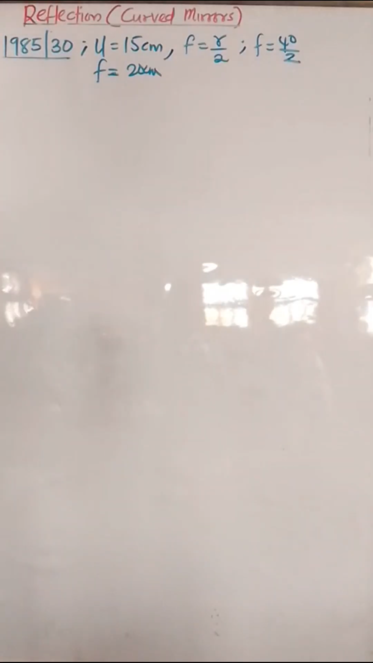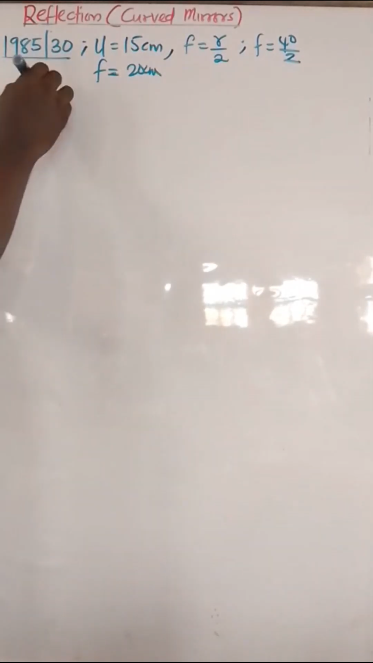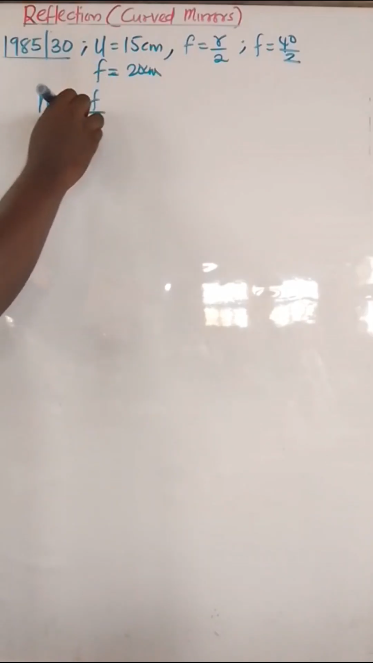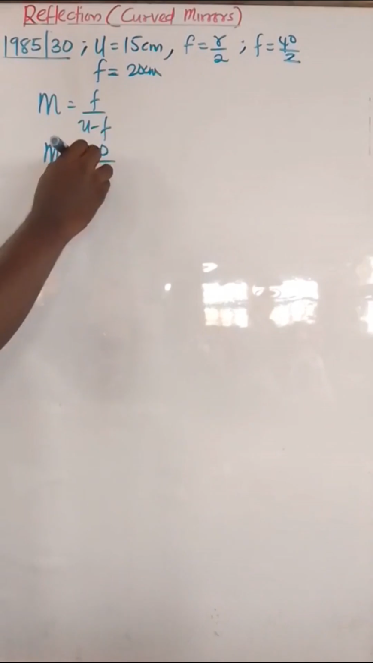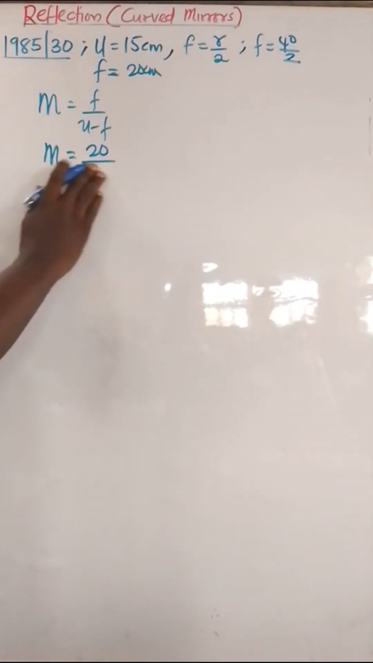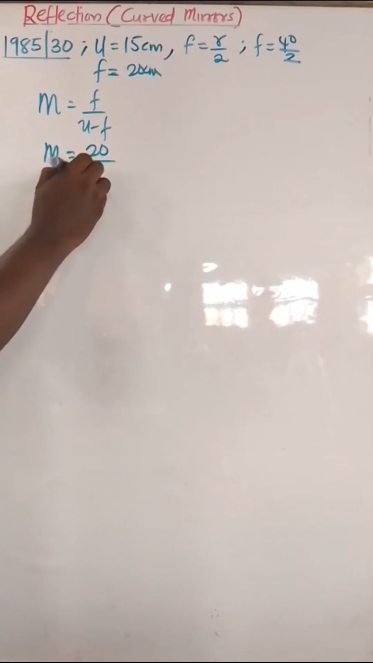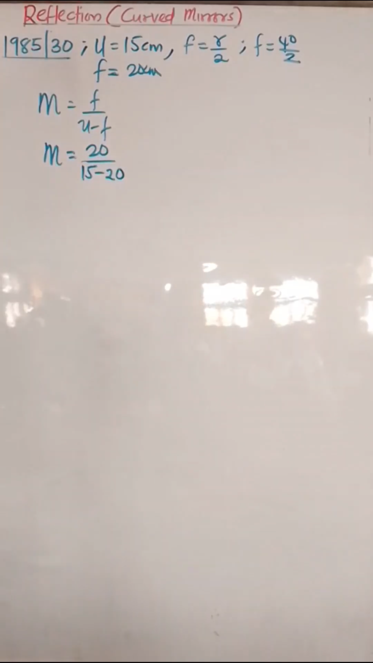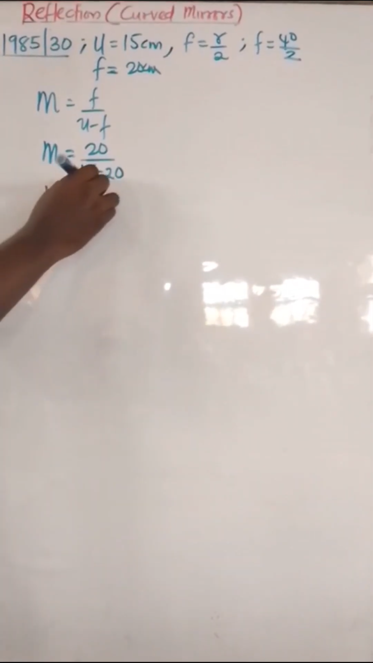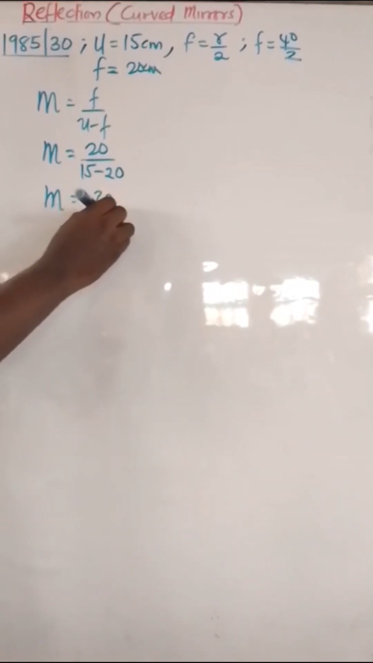But let's look for V. And we can even look for the M. If we know the magnification, we can guess where the object is placed. So our M equals F over what? M equals F over F minus U, which is 20 over 20 minus 15. Is there a mistake in the formula? Alright, no mistake. So M becomes 20 over minus 5. So M equals minus 4.